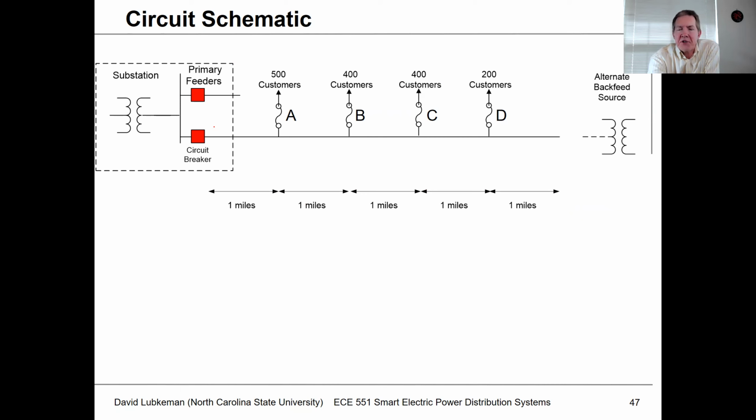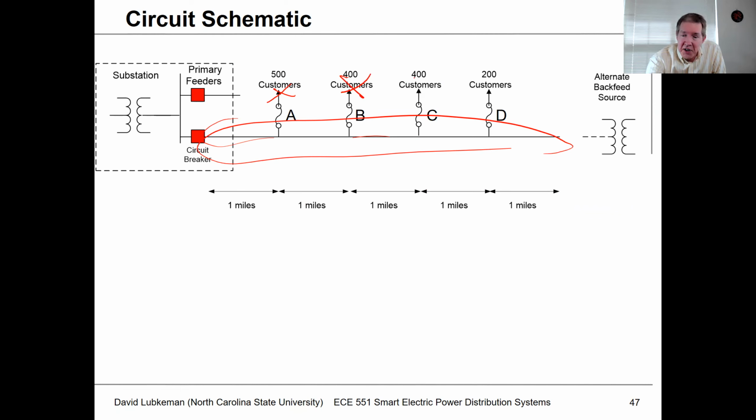Feeder automation generally does not help for faults on the laterals themselves, because that's just going to involve fuses or recloser-fuse coordination, whether you're doing fuse saving or not. So what feeder automation is more focused on is the main feeder. That's really what it is going to benefit. If I've got faults on these taps, I can maybe do some tree trimming, but feeder automation is not going to help much because I don't have any backfeed points on these laterals, whereas in the main feeder I might.